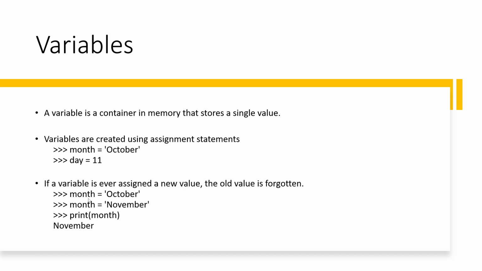In this example here, I create a variable, and in that variable I store the string October. And then I don't really recreate it, but now I'm overwriting it. So I'm taking whatever month is and I'm changing it to the string November. Now when I print the variable month, it's going to display November.